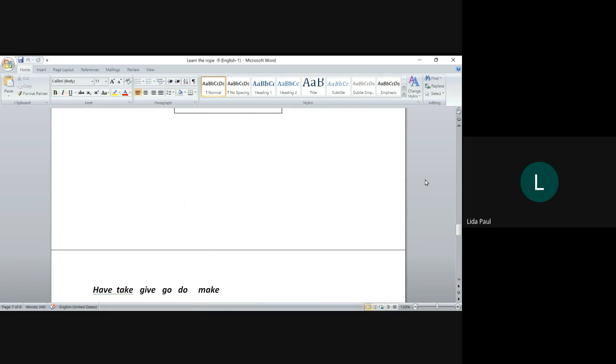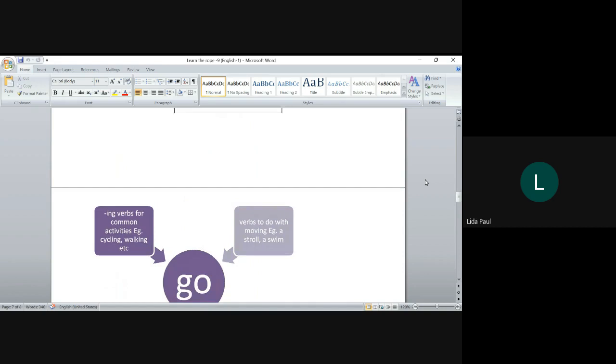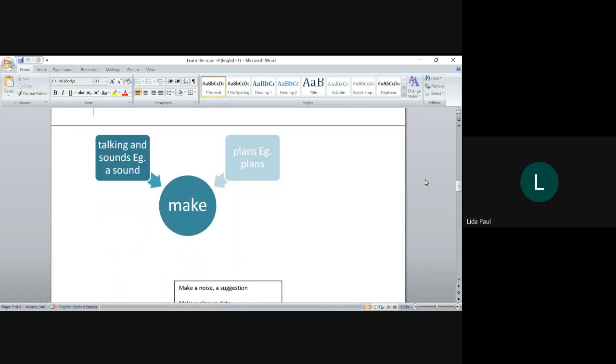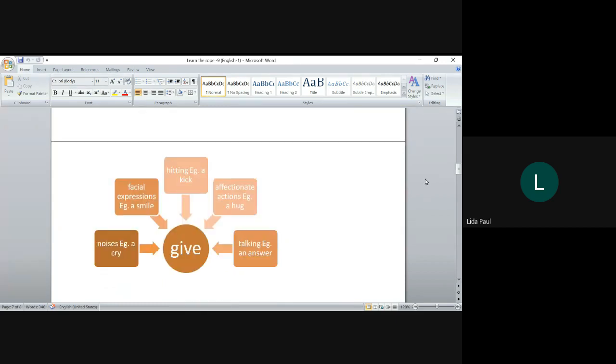What was the other? We mostly used it for two, right? Talking, right? Even for talking. Make a noise, make a suggestion. Give has more. So noises, facial expressions, hit, affection.